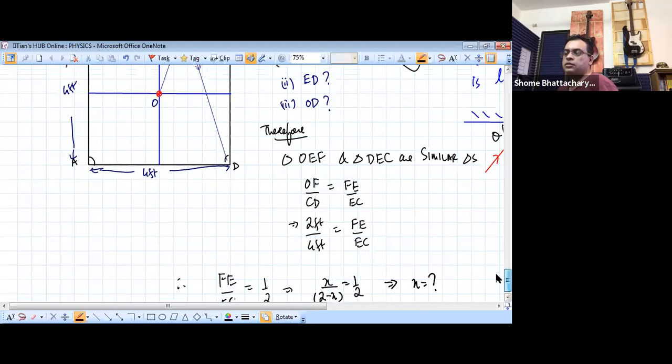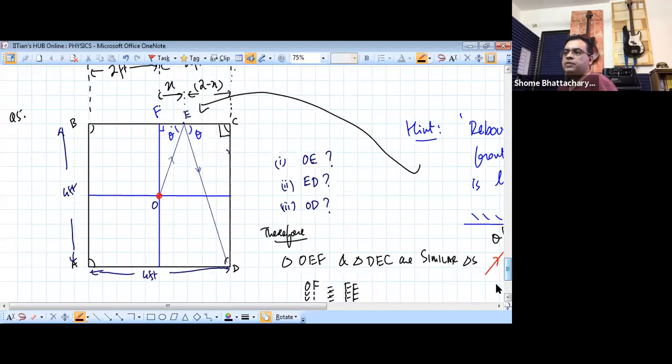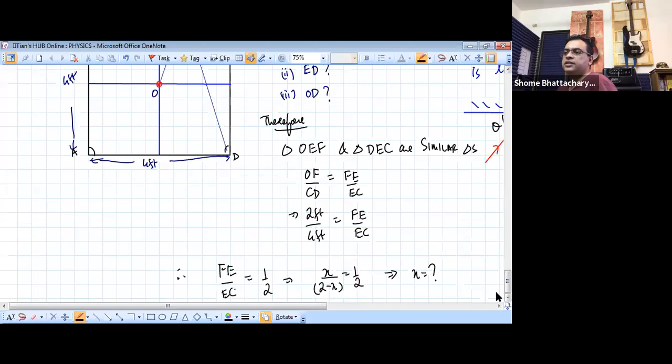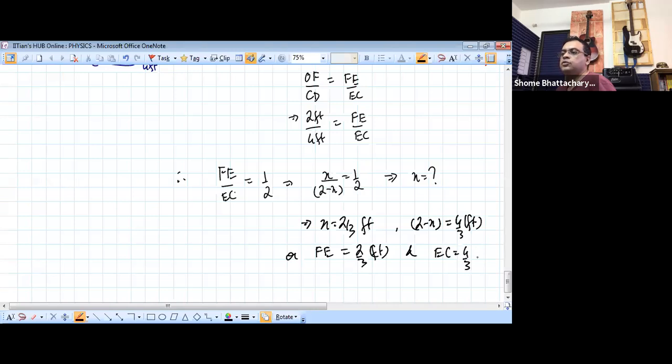x कैसे होगा? So x you will see is 1/3. Sorry, 2/3. So x will come out to be 2/3 feet, and the other side 2 minus x will come out to be 4/3. Or in other words, your FE is 2/3 of a foot, and EC is 4/3 of a foot.